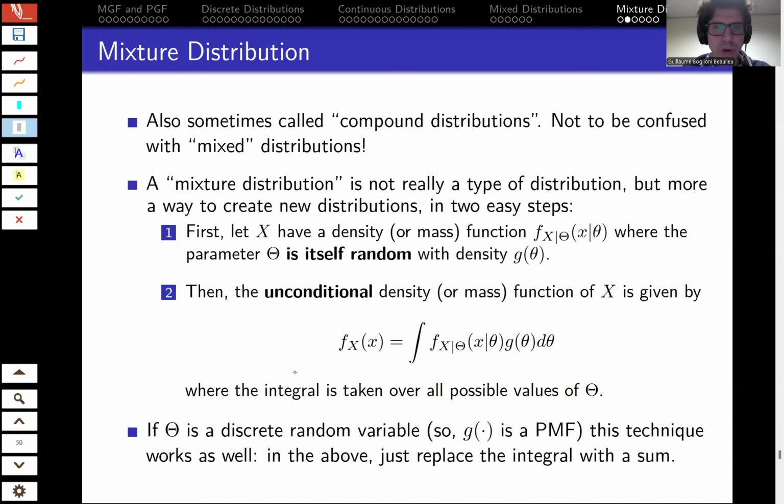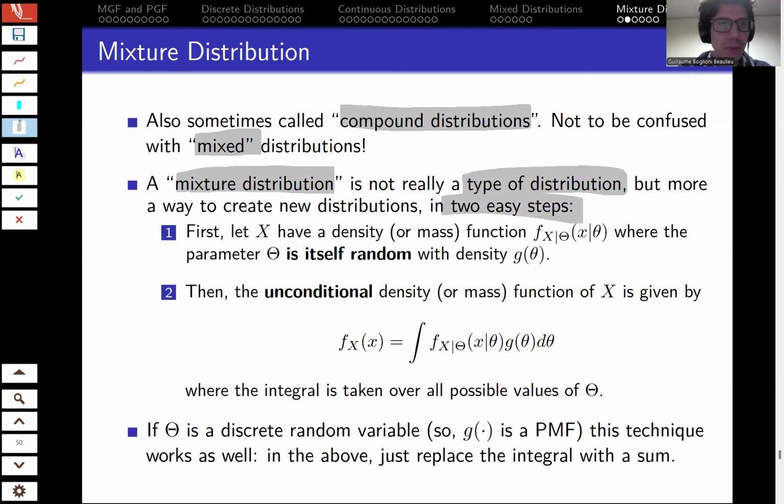Now, note sometimes they're called compound distributions, but I will try to stick to mixture distributions here, especially because we're going to use compound distribution for something else that is going to have a different meaning. Also, don't confuse this with mixed distribution. It's a completely different idea here. In fact, a mixture distribution is not really a type of distribution in the sense of continuous or discrete or mixed. It's more a way to create new distributions in two easy steps.